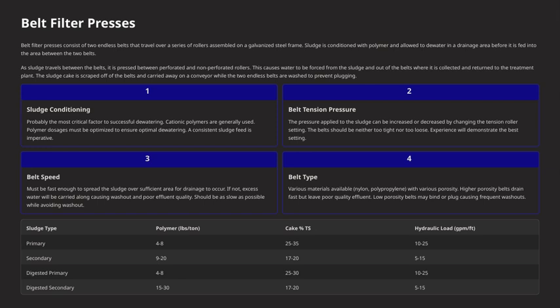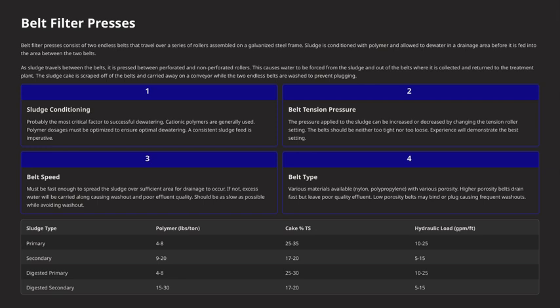Belt speed is another key factor. The belts must move fast enough to spread the sludge over a sufficient area for drainage, but not so fast that water is carried along with the belts, leading to washout and poor effluent quality. Ideally, you want the slowest speed possible while still ensuring effective drainage.